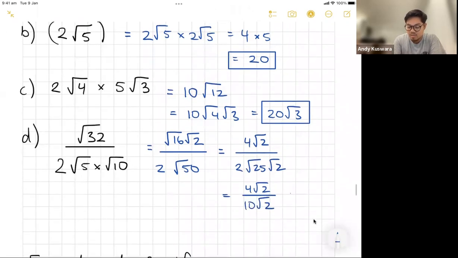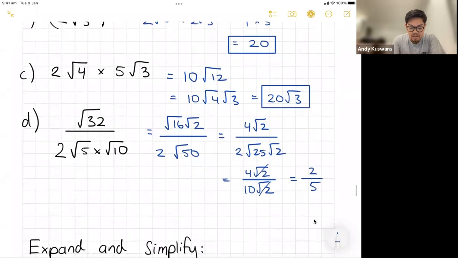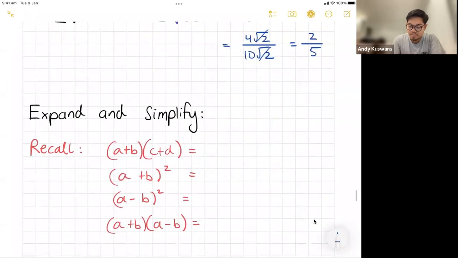And very similar to algebra, if I've got 1 on top, I can cancel that with 1 on the bottom. That leaves me with 4 on 10, but I can simplify that to 2 on 5. And I believe there's a little bit more.